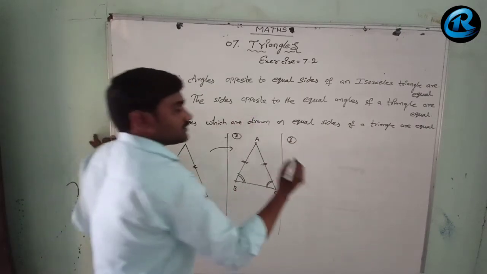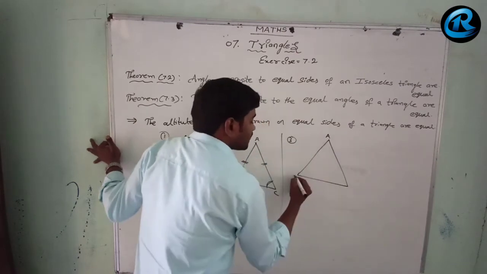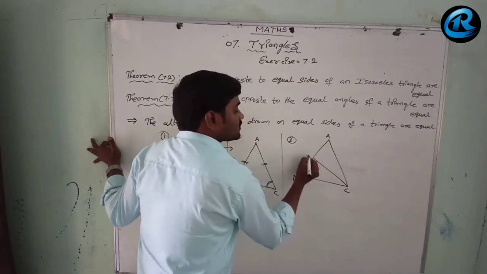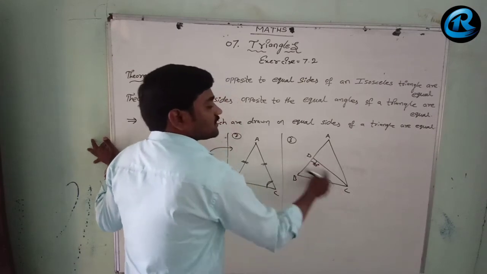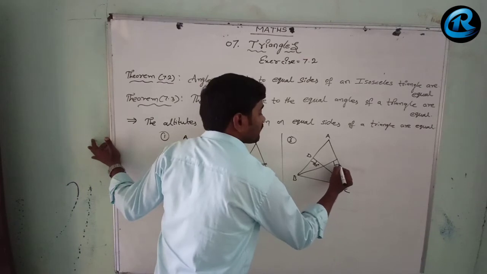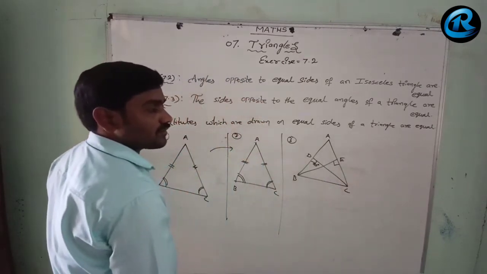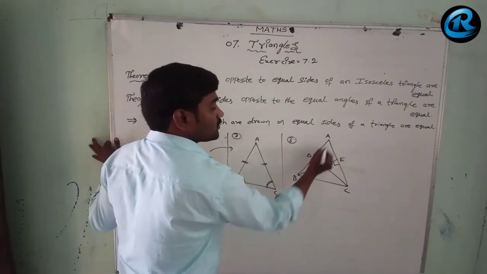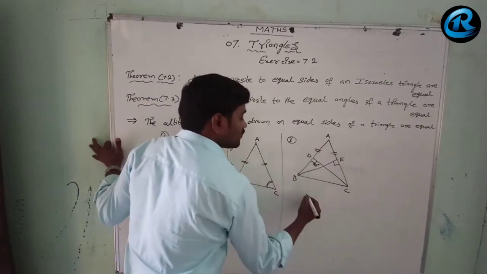The altitude, you know, is the perpendicular line. Okay, ABC triangle. Suppose the altitude I have drawn here. Suppose CD is an altitude, and here BE is another altitude. So the altitudes which are drawn on equal sides. Suppose it is an isosceles triangle where AB equal to AC.